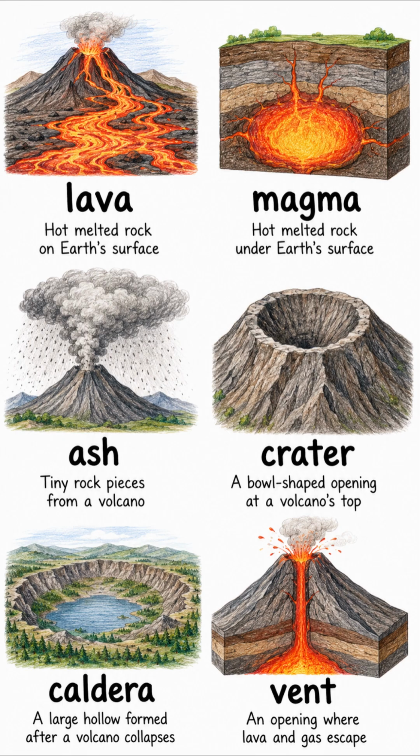Lava, hot melted rock on Earth's surface. Magma, hot melted rock under Earth's surface. Ash, tiny rock pieces from a volcano. Crater, a bowl-shaped opening at a volcano's top. Caldera, a large hollow formed after a volcano collapses.